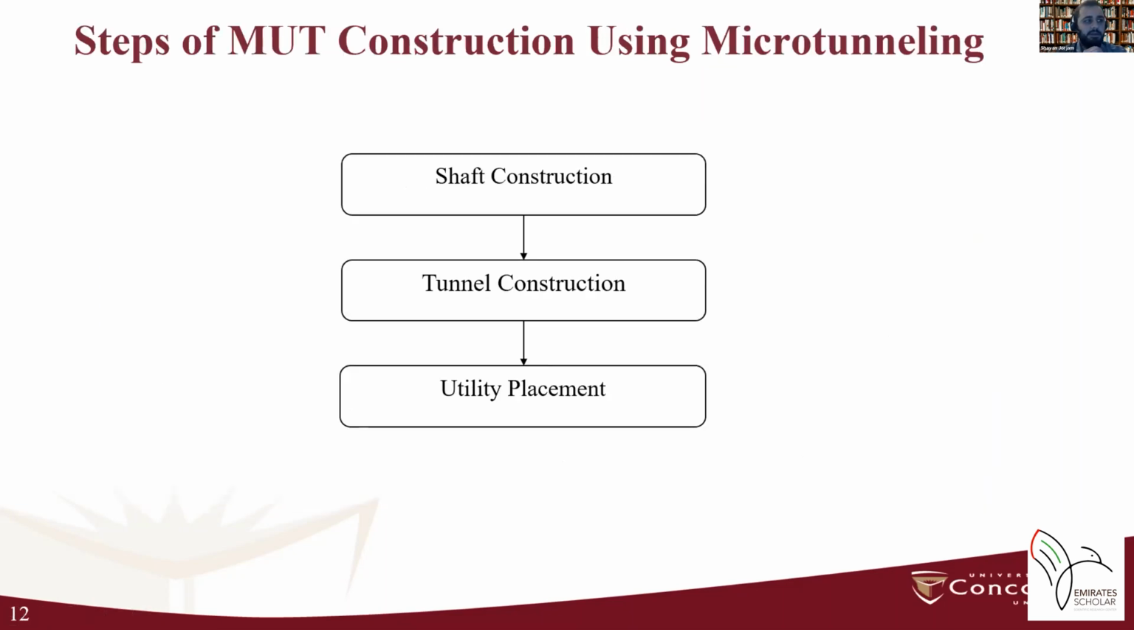MUT construction method using microtunneling can be divided into 3 main steps, which are shaft construction, tunnel construction, and placing the utilities inside the tunnel. In this paper, we simulated the second step of this method, which is tunnel construction.